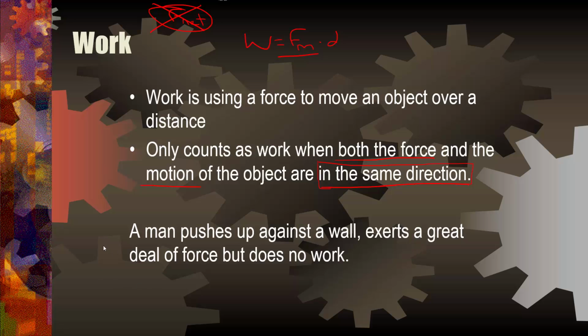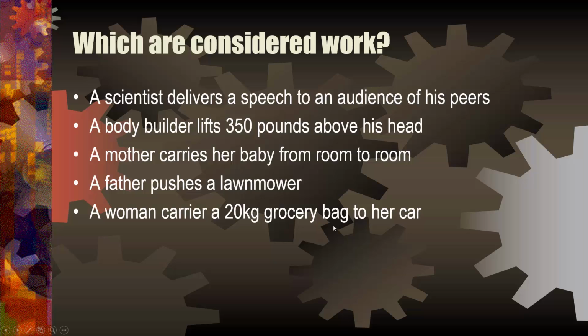So for example, a man pushes up against a wall, exerts a great deal of force, but does no work. This happens because the wall, there's the guy. Again, stop making fun of my awesome drawings here. So here's the wall, here's the guy. He's pushing with 100N. The wall is not going anywhere. There is no movement. So because there is no movement, there is no work being done. Hopefully that makes sense.